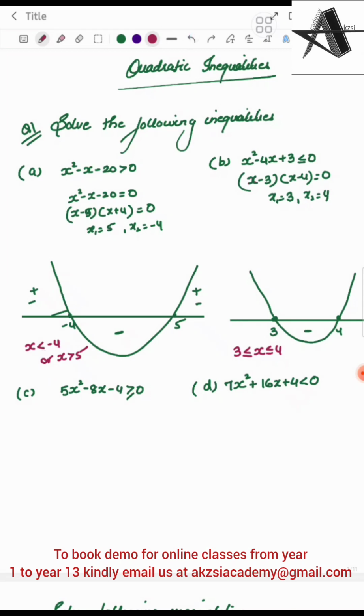Next, 5x squared minus 8x minus 4. I have to think of two numbers. Their product should be 5 into negative 4, that means negative 20.